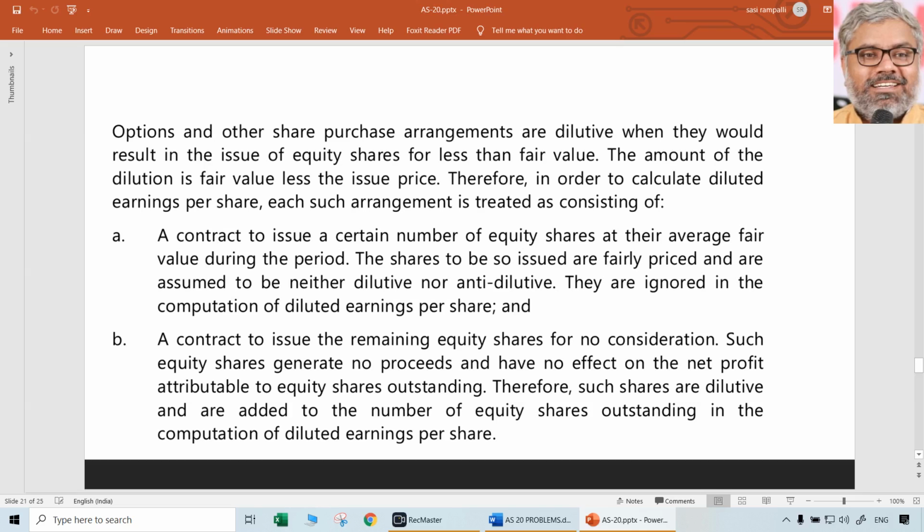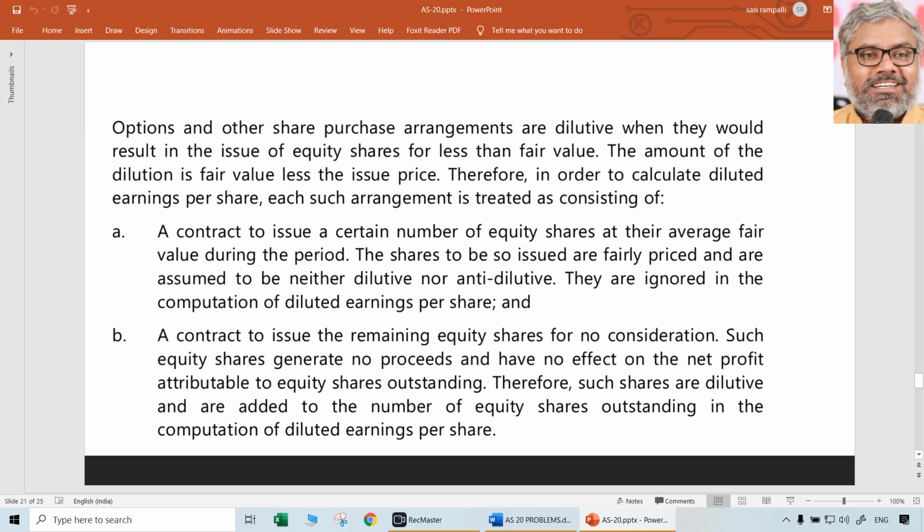In case the shares are going to be issued at no consideration, then what? Then the entire number of shares will be added to the denominator, because if those shares are issued for free, they are fully dilutive. So the possibilities are three: either they are non-dilutive, or fully dilutive, or partially dilutive. In general, questions will be on partial dilution. Fully dilutive, there is nothing special; they just get added to the number of shares in the denominator. If it is fully anti-dilutive or non-dilutive, then nothing is to be done. If it is partly dilutive, then to the extent of dilution, the denominator has to be increased.